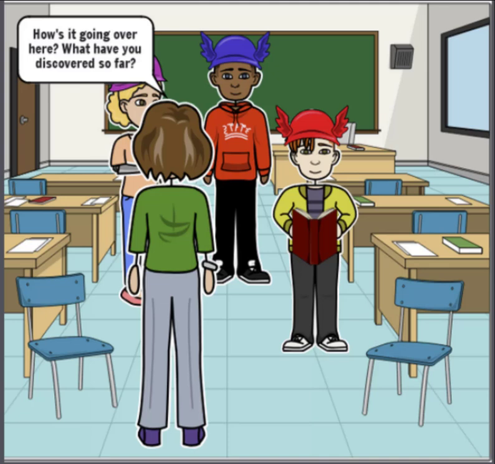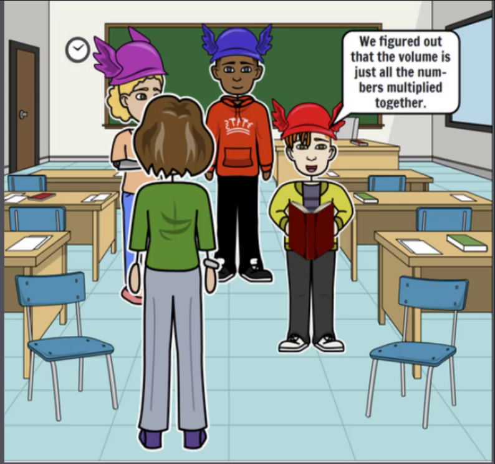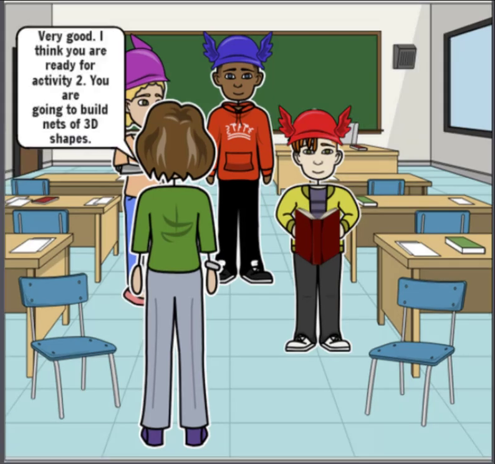How's it going over here? What have you discovered so far? We figured out that the volume is just all the numbers multiplied together. Very good. I think you are ready for activity 2. You are going to build nets of 3D shapes.